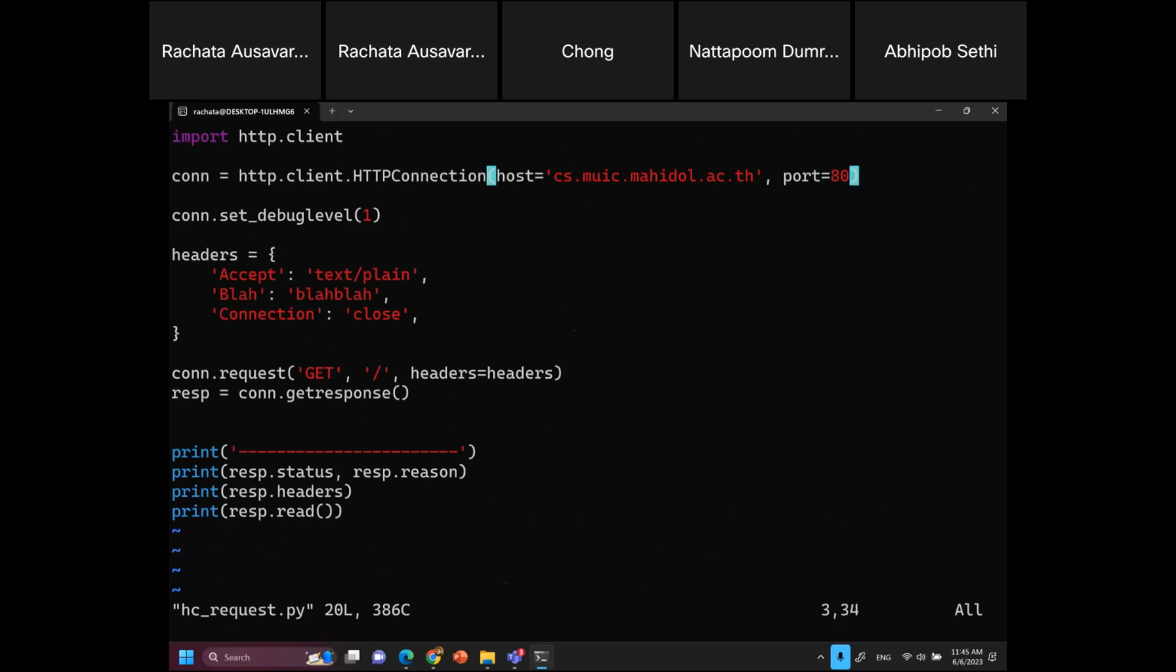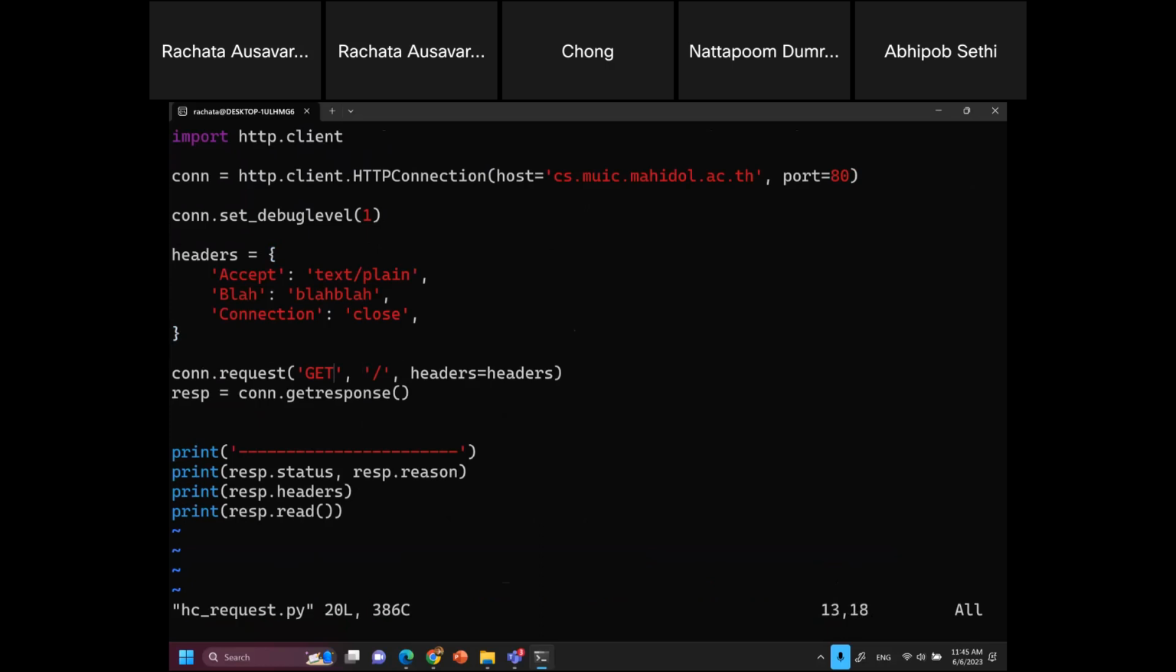Just look at the host name here, port 80. There's no get IP, get name, whatever. Put in the host name. Now I can set the debug level to be 1. And I can assign headers, for example here, accept, explain, whatever header you want to put in. Then you can send the request by doing connection.request.